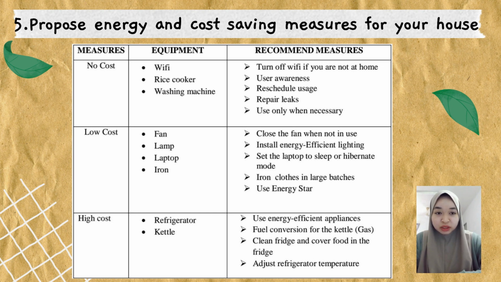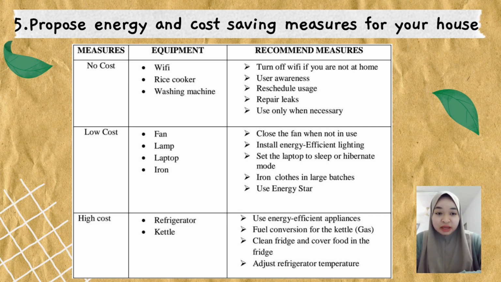My part is the purpose, energy and cost saving measures for your house. Measures with no cost: the equipment is Wi-Fi, rice cooker, washing machine. The recommended measure is to turn off the Wi-Fi if you're not at home. User awareness: reduce usage, repair leaks, use only when necessary.